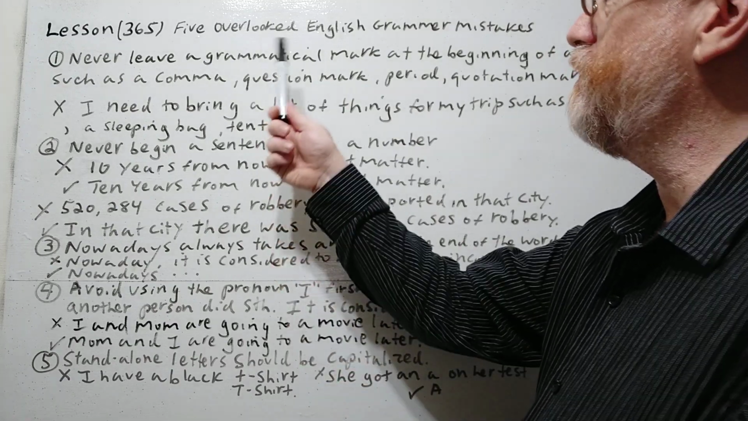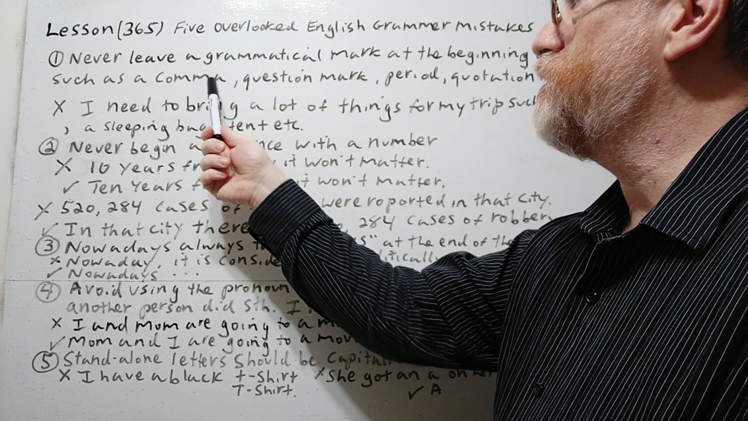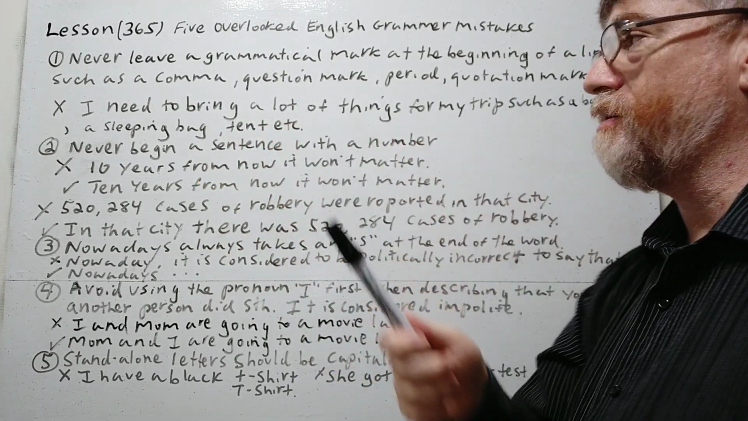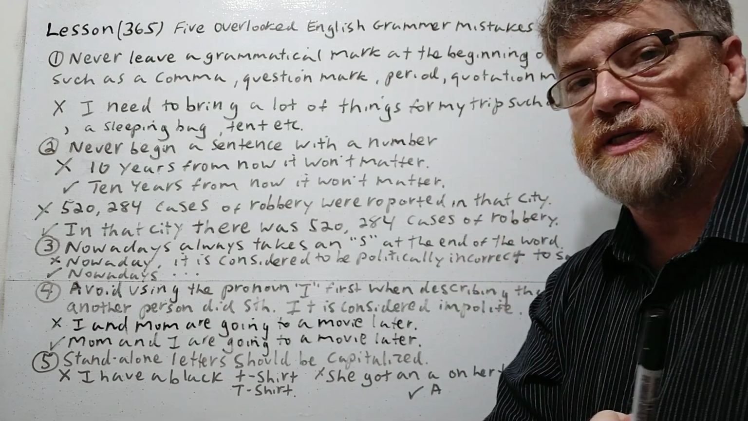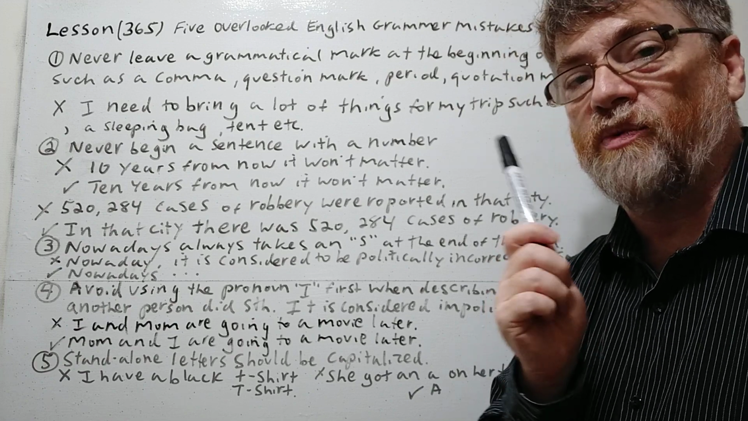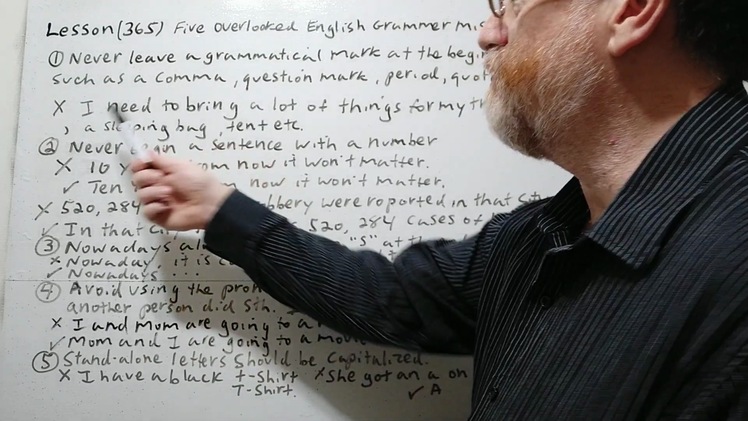The first one is: never leave a grammatical mark at the beginning of a line, such as a comma, question mark, period, quotation marks, etc. A native speaker won't do this. He'll instinctively know that you should not do this. But I have corrected a lot of papers by ESL students where they did do this. They didn't realize this.